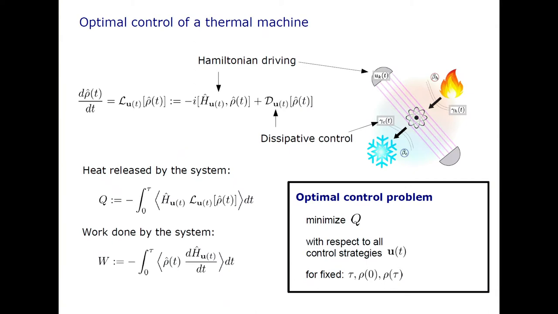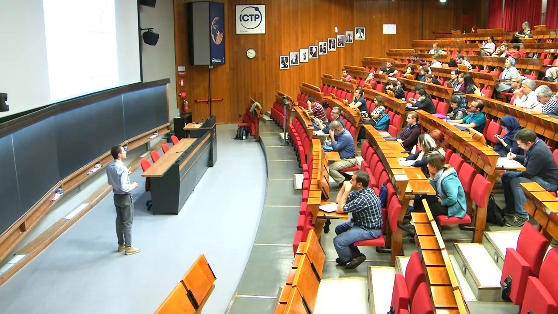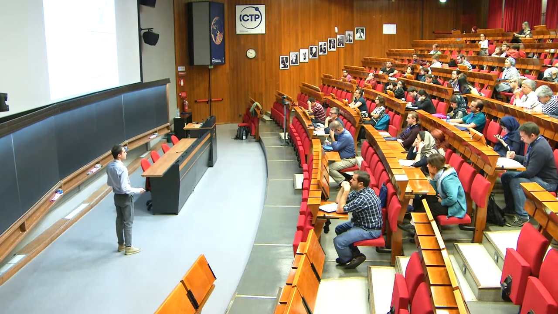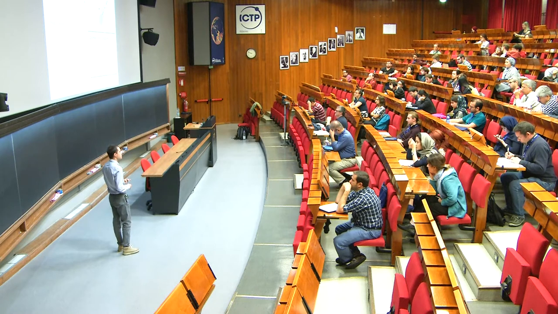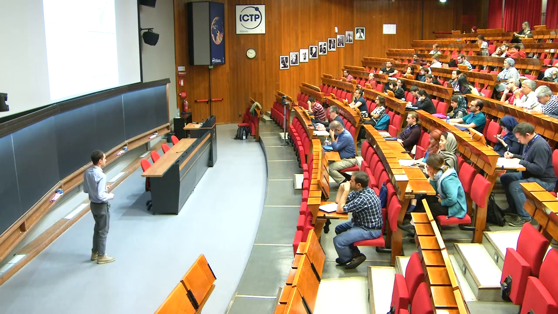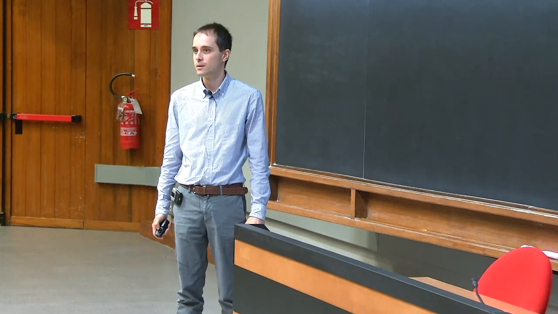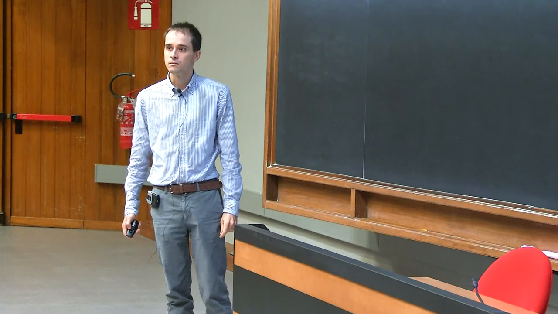Far away from equilibrium? Yes, because I want to optimize the power. I don't care about the entropy production. I just want maximum work, and then maximum work divided by tau. So that's the most direct way to do it. But I agree that you can change the figure of merit. I doubt that they are independent, but anyway, we can discuss.